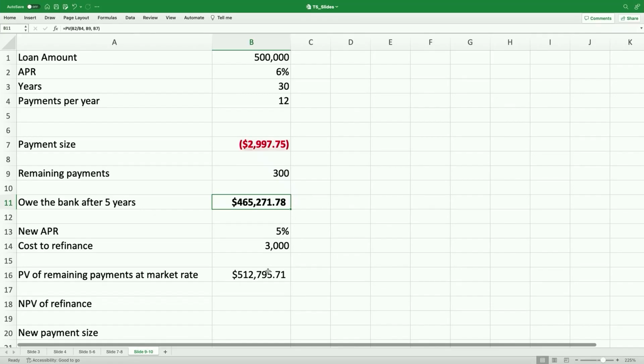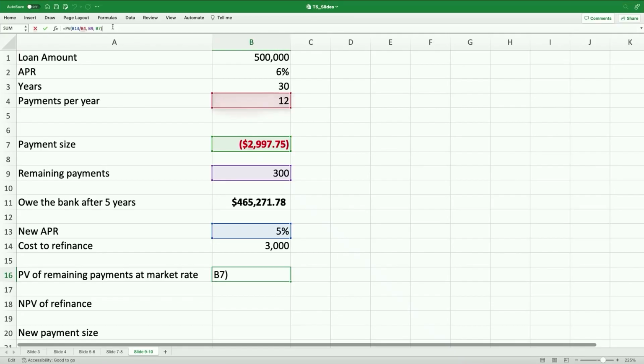But at our existing bank, we're only going to get credit for paying off $465,271.78. So if we stick with our existing bank and write them a check of $3,000 every month for the remaining 25 years, we will have overpaid $47,523.92. We'll have overpaid by this amount. So this is the cost of continuing with the old bank.